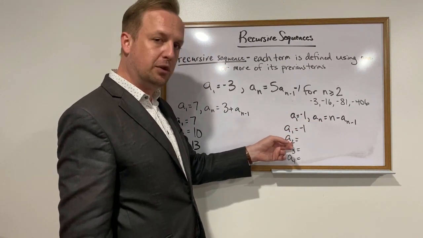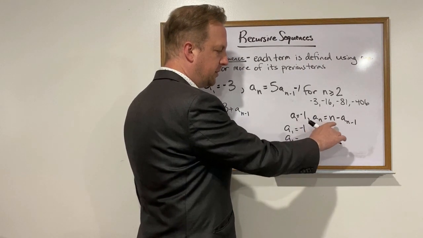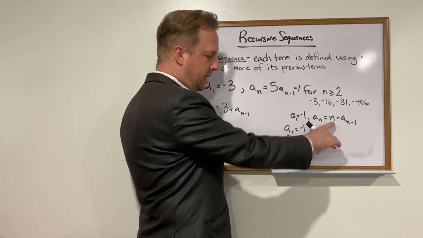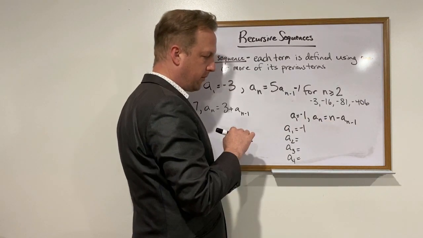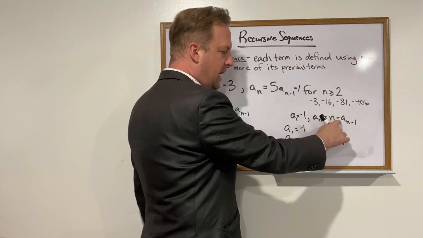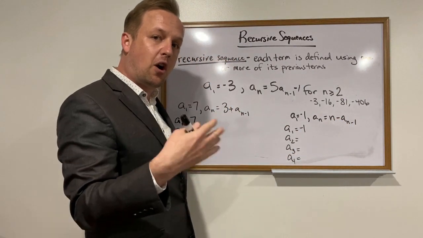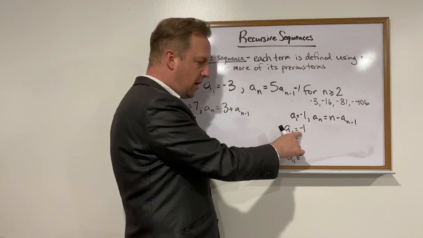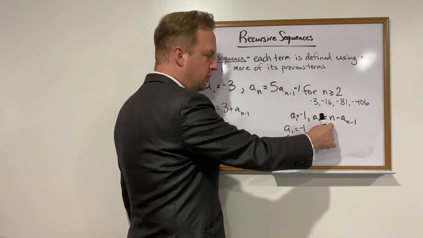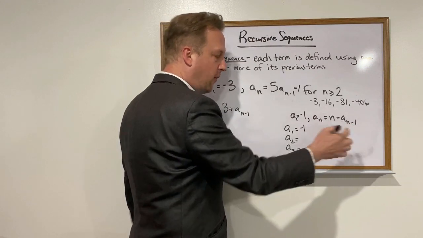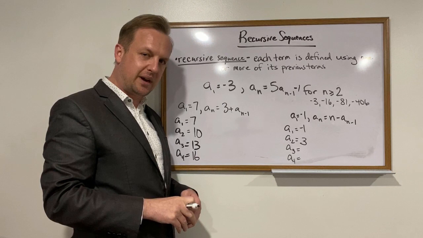So a sub 2, okay? All right, well, what's that going to be equal to? Well, first off, what is our n? Well, our n here is 2, okay? 2 minus a sub n minus 1, in other words, whatever our previous term was. Well, we know that value. That's negative 1. So what is 2 minus negative 1? It's going to give us 3.